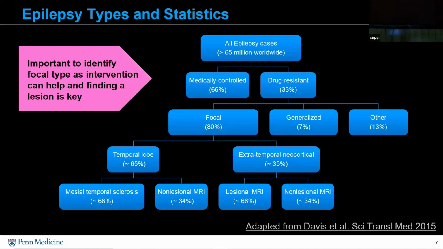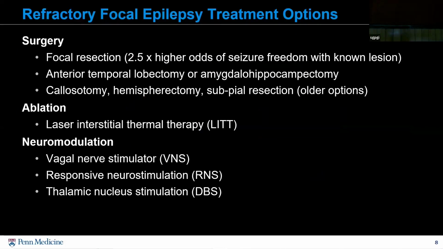But the point is, our critical job as neuroradiologists is to find lesions in these drug-resistant focal epilepsy cases. And that is because focal epilepsy patients with identified lesions have a much higher chance of seizure freedom. Surgery may involve focal resection of the lesion or anterior temporal lobectomy, or more selective amygdalohippocampectomy in the case of mesial temporal sclerosis.